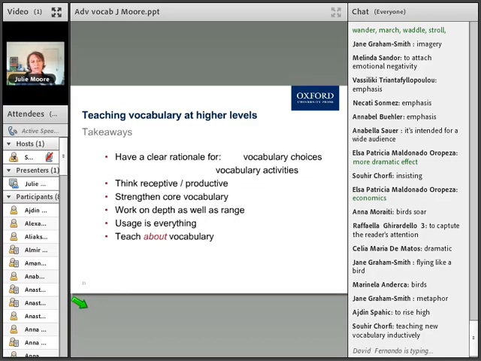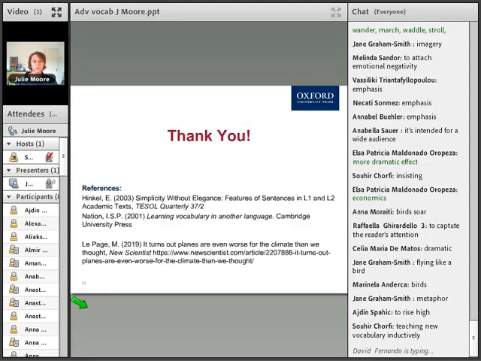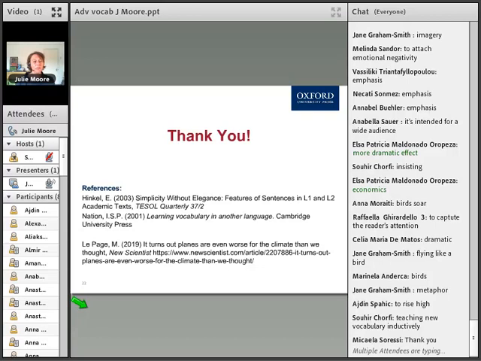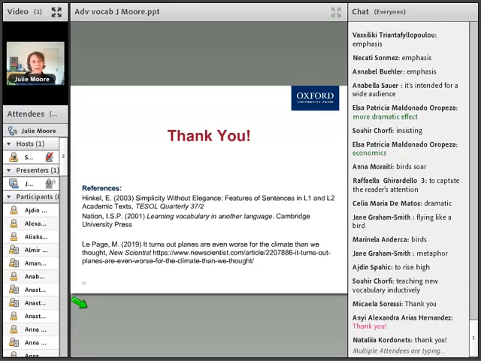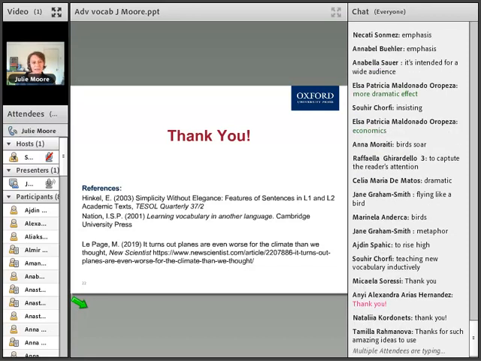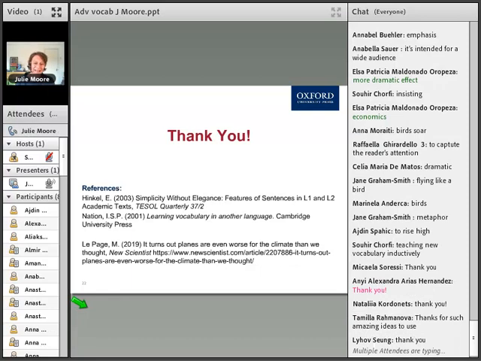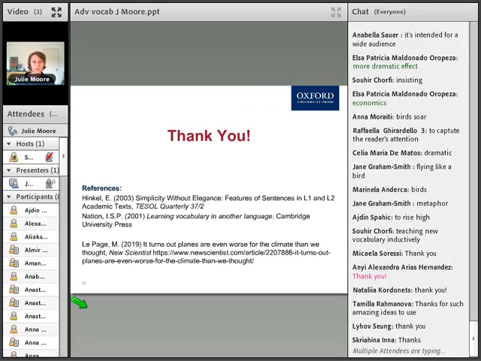Think about whether the vocabulary you're focusing on is for receptive use or productive use. Think about strengthening that core vocabulary. Don't just rush ahead with lots of new words all the time, but go back and work on those words that are really important for students to use. Think about the depth of knowledge as well as just their range of knowledge. Remember that usage is really, really important with higher levels. Understanding when it's appropriate to use a word is absolutely vital for more advanced students.